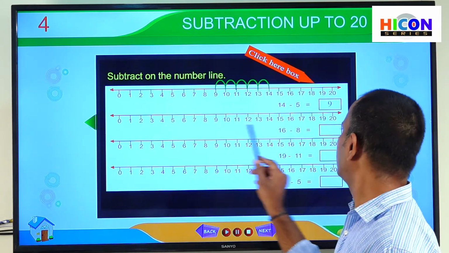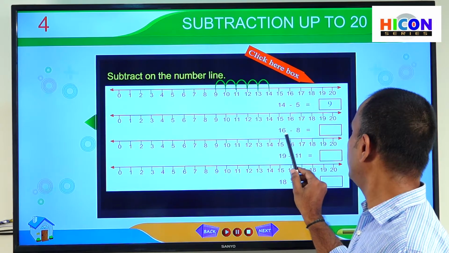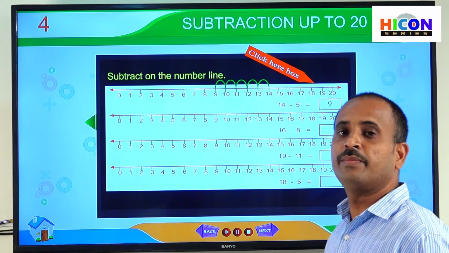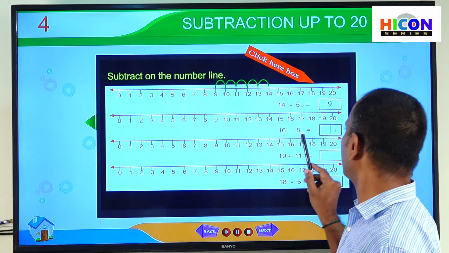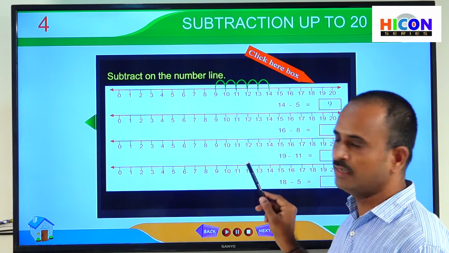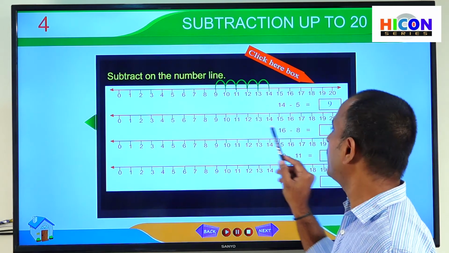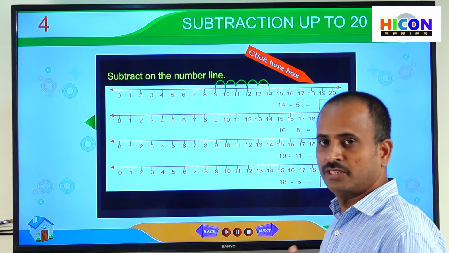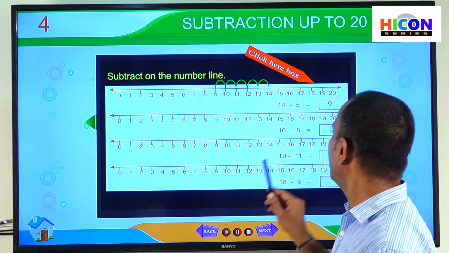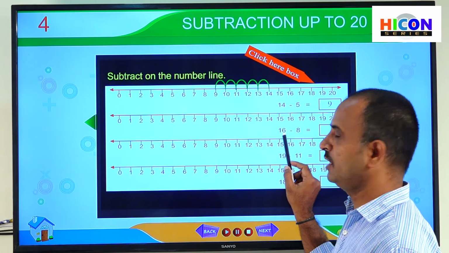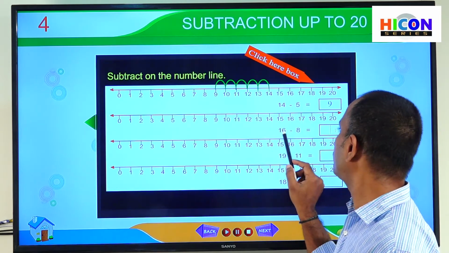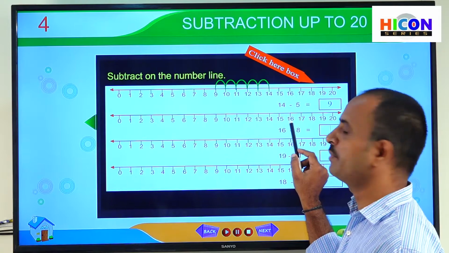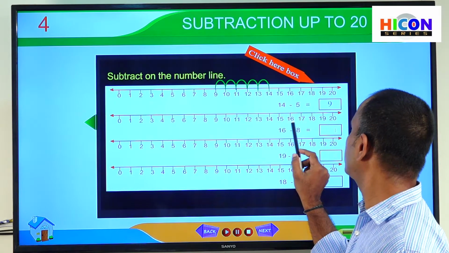In the same way, see the second subtraction. 16 minus 8 is equal to how much? 16 minus 8. That means we have to subtract 8 from 16 and we have to do this subtraction on this number line. So again in the same way, what is step 1? We have to start from the first number on the number line. So what is the first number in the subtraction? 16. So start from 16 on the number line. So where is the 16? So here is the 16.